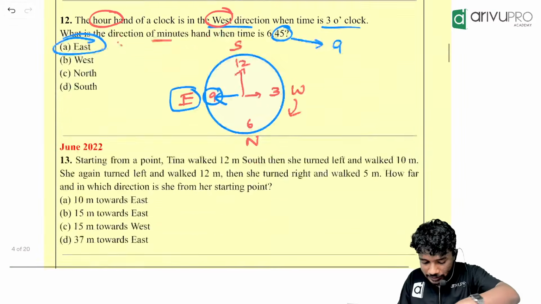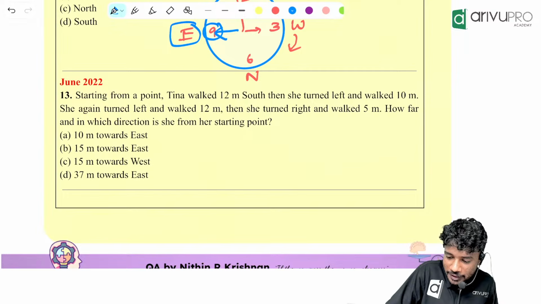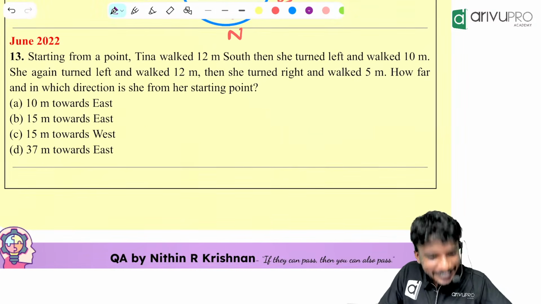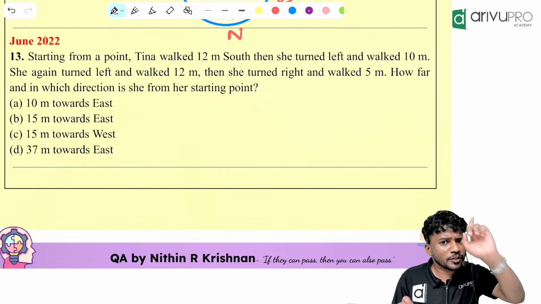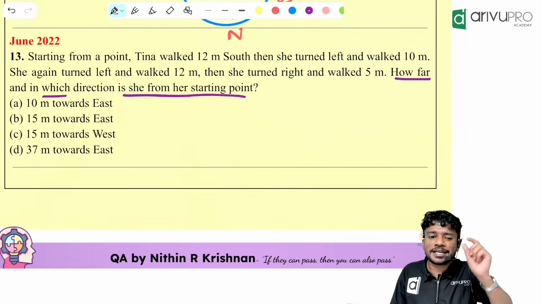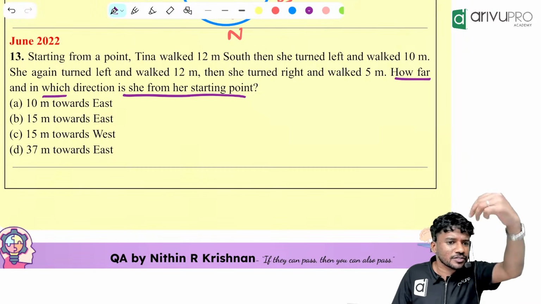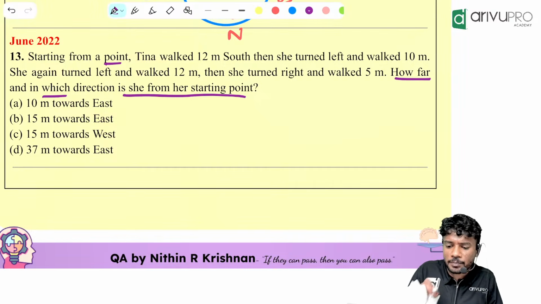Okay. Next one, June 2022. Year after year, you are traveling around the directions. Fine. Next question. So we read the last line. Always read the last line. You will get to know what we are doing. How far and in which direction is he from the starting point? That means our type of question where we want to find the shortest distance and the direction with respect to the initial point. Starting from a point. So that is the initial point.